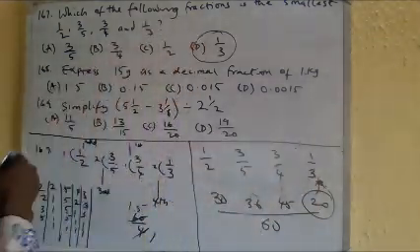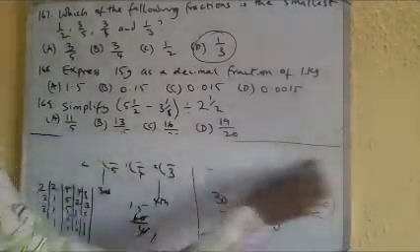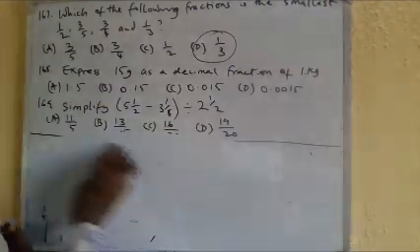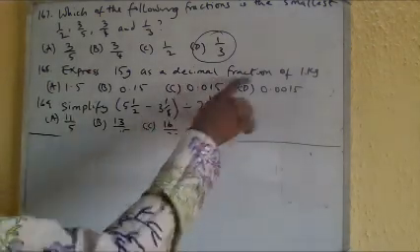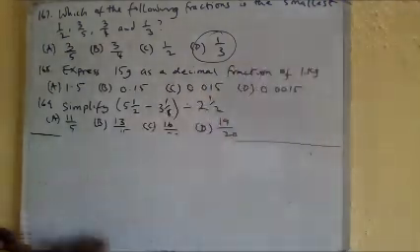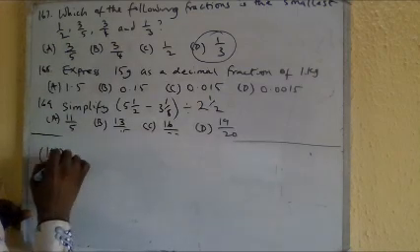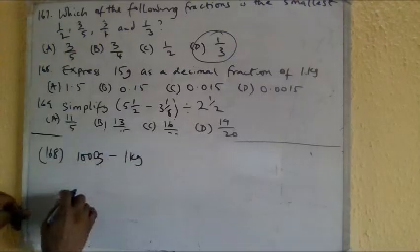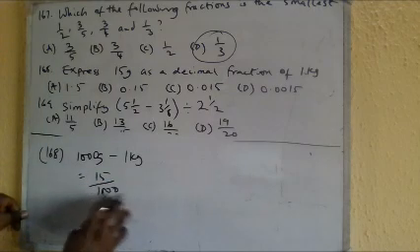So for number 168, it says express 15 gram as a decimal fraction of 1 kilogram. So convert this 1 kilogram to gram. 1,000 gram make 1 kilogram. So I have 15 over 1,000. So this is the fraction I want to convert to a decimal.